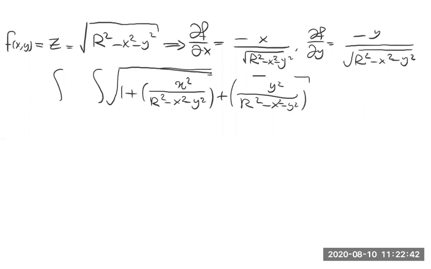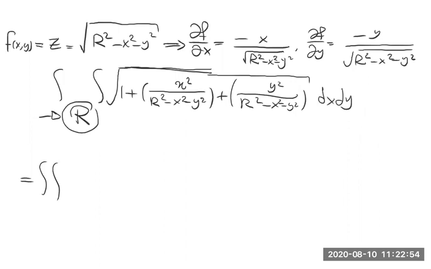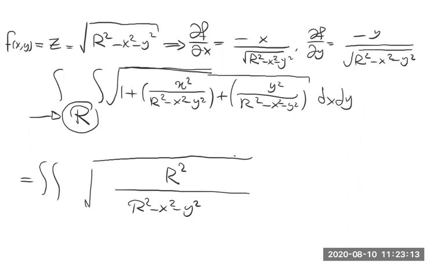So that's the formula for finding surface area over the region R. I will tell you what this region R is. Now, first of all, the thing under the radical, if I simplify it a little bit, if I add all of these three things, it would be equal to r squared over r squared minus x squared minus y squared, dx dy.